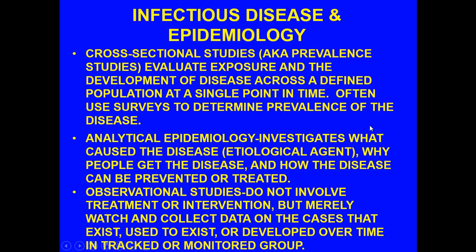Now, we also have what we call cross-sectional studies. These are also known as prevalence studies. They evaluate exposure and the development of a disease across a defined population at a single point in time. Often, the use of these surveys has been done to determine the prevalence of the disease. Analytical epidemiology investigates what caused the disease, the etiological agent, and why people get the disease, and how the disease can be prevented or treated.